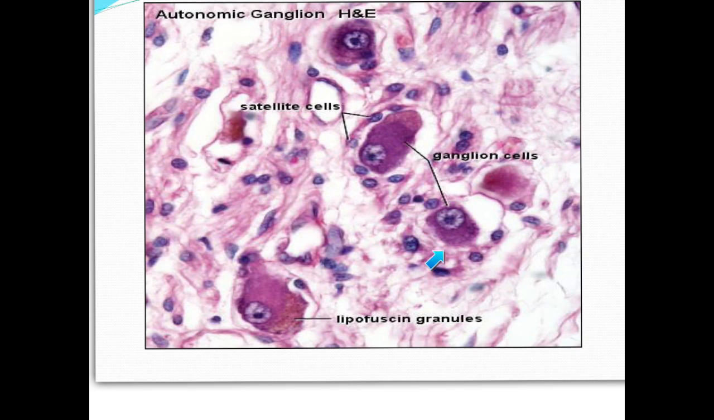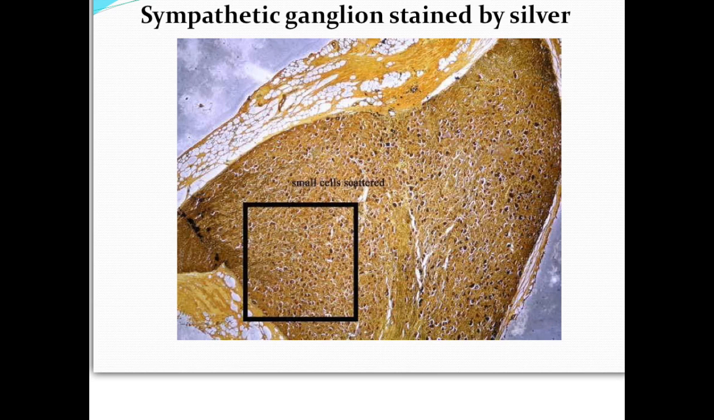Also, the cells appear to be scattered in the section. The cells are not so rounded, they are angular, so most probably it is a sympathetic ganglion. This is another picture for a ganglion stained by silver, but now it is not the spinal ganglion. Why? Because we have the cells scattered in the sections, and the cells are all small in size, almost uniform in size and small. So this scattered appearance and uniform small size represent the sympathetic ganglion.